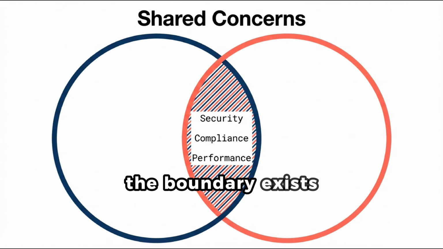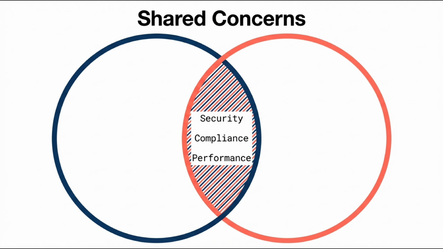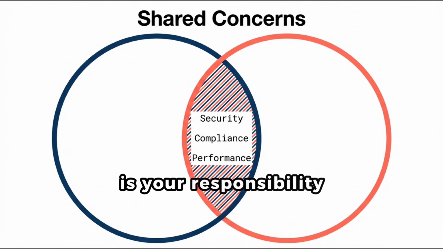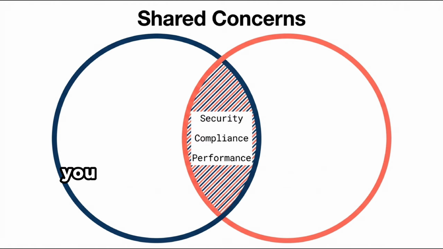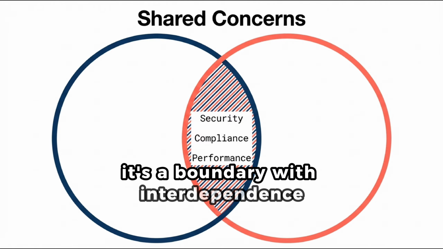The boundary exists, but security is a shared concern that requires coordination. Compliance is similar. The provider can achieve compliance certifications for their infrastructure, but whether your use of that infrastructure is compliant is your responsibility. The provider gives you the tools and compliant infrastructure. You must use them in compliant ways. It's a boundary with interdependence.